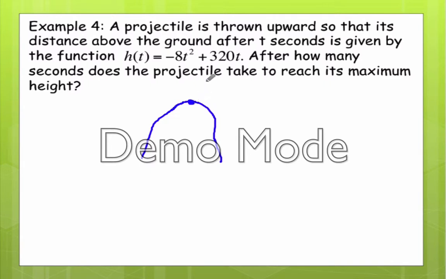So t is functioning as my x value here, and h is functioning as my y. So the vertex is going to be t comma h. So t is going to be the number of seconds that the projectile reaches this maximum height h. So we need to use what we know about finding the vertex to find the vertex, and then we'll know our maximum height and how long it took.